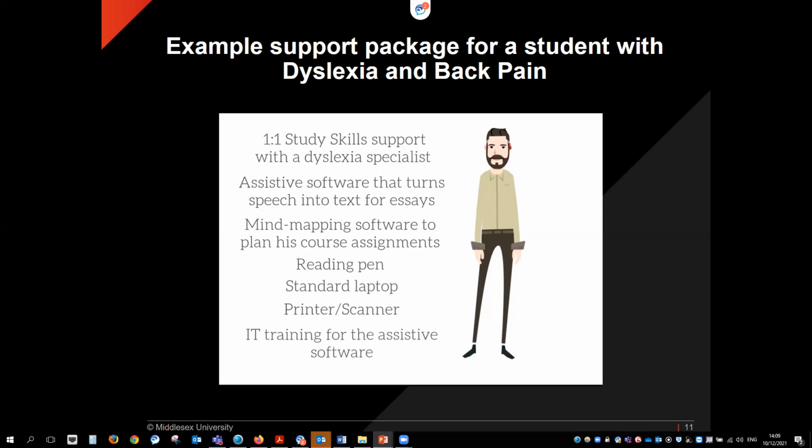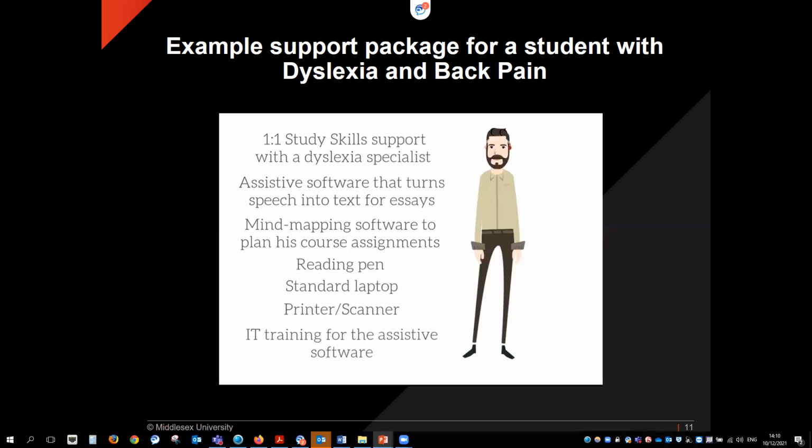Of course, if the student is recommended a lot of assistive software, they would be recommended a standard laptop through the DSA. DSA will cover just a fraction of the cost of the laptop, and the student will have to contribute £200 towards the cost of the laptop, because it is deemed that any student in higher education will have to buy a laptop for their course study. So students who do get recommended a DSA laptop will have to make that payment of £200 towards the cost of the laptop. If the student needs a printer or scanner, this would be recommended for them. And of course, training on how to use all this assistive technology.